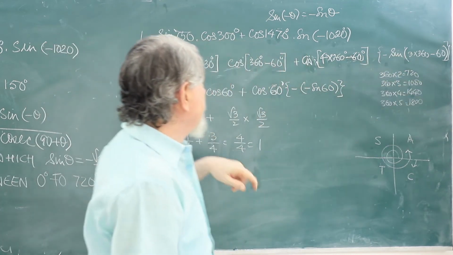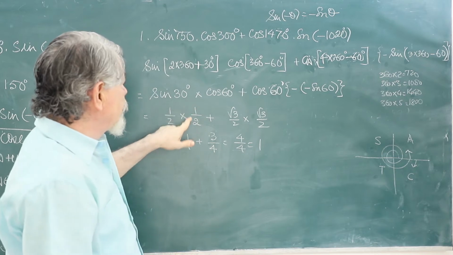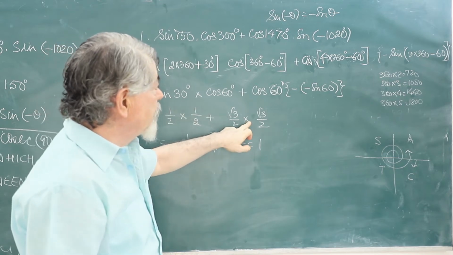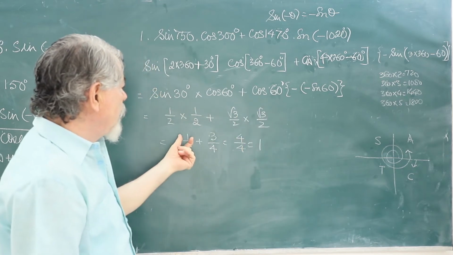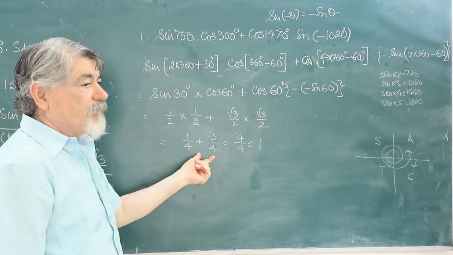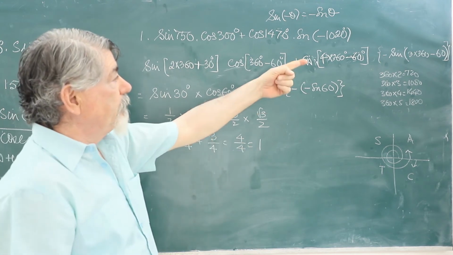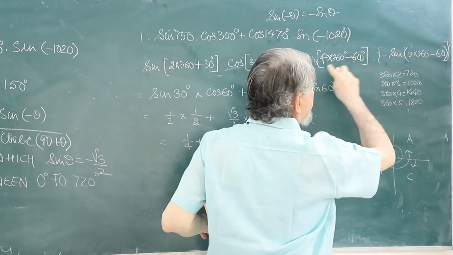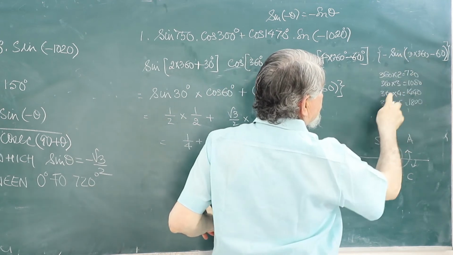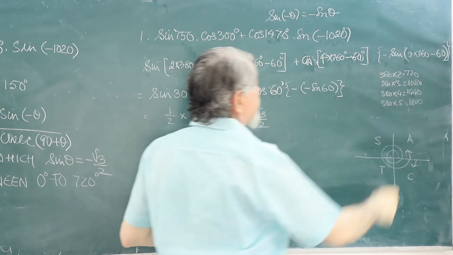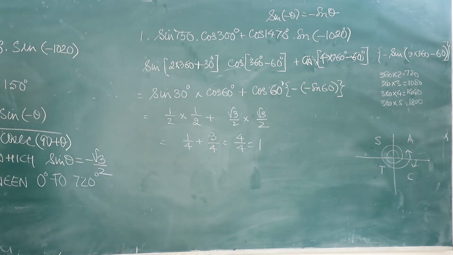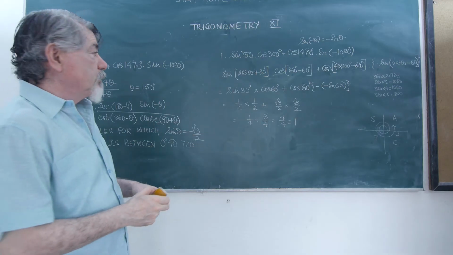Everything is okay there. So 1 upon 2 into 1 upon 2 plus root 3 by 2 into root 3 by 2. 1 upon 4 plus 3 upon 4, it comes out to be 1. That's why I was thinking what I have done. 3 into 360 is 1080 minus 60. That is correct, absolutely. So we get the first question.